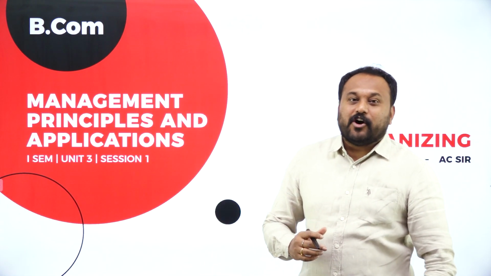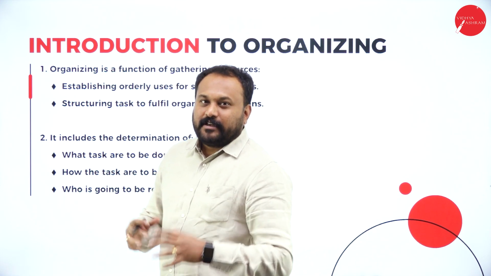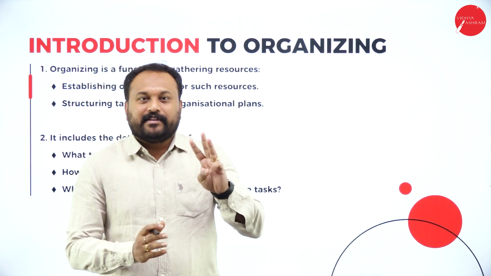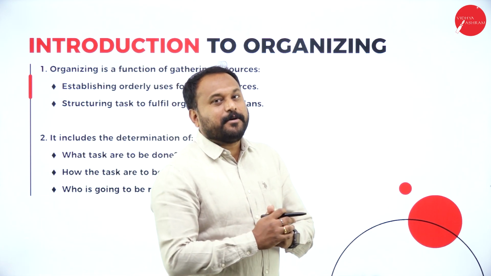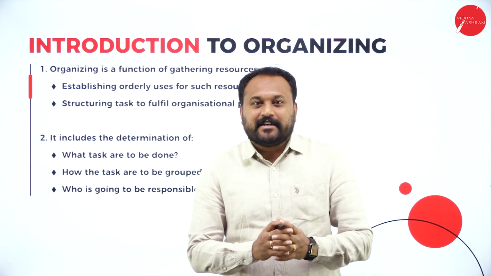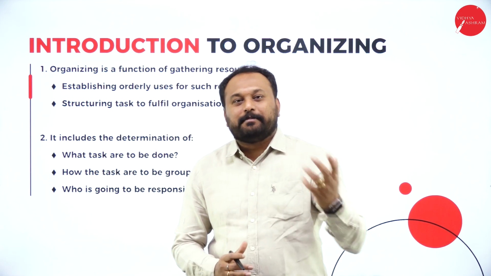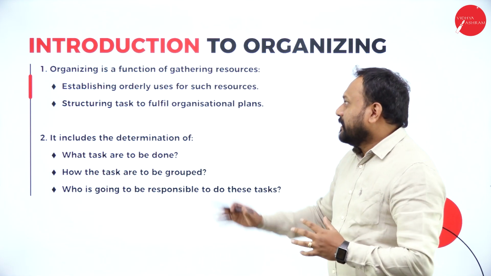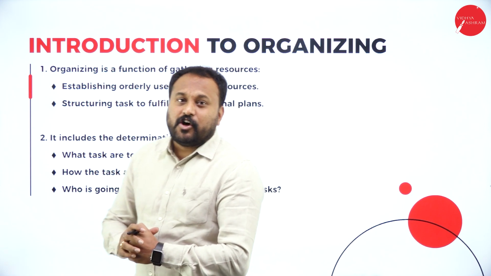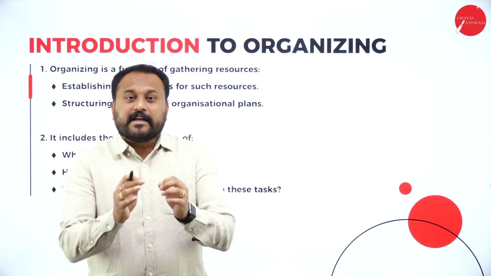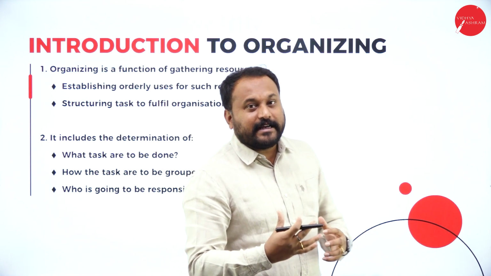Now, what exactly is organizing? It's all about getting together three things: physical resources, financial resources, and manpower planning. Why do we need it? Because to accomplish the organizational goal set by the top level management. So here we have organizing as a function. Now what type of a function is organizing? Organizing is a management function. And what exactly does organizing do?